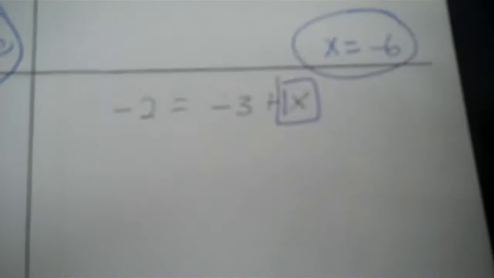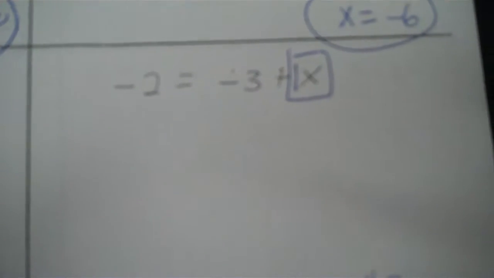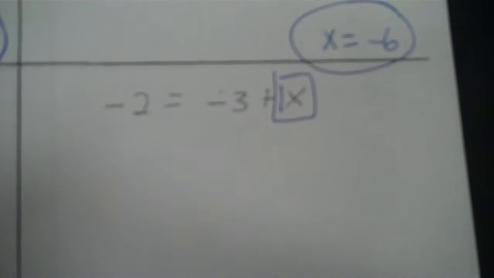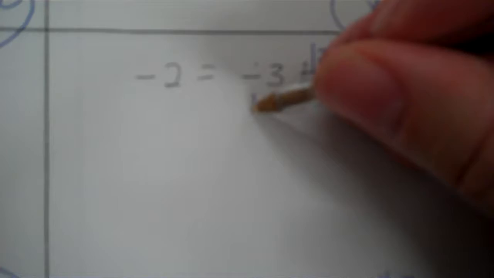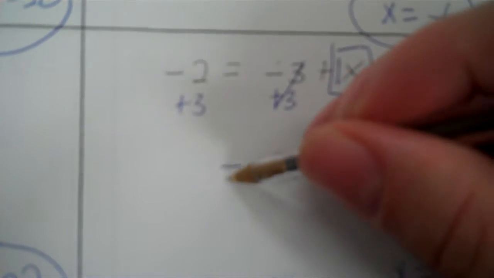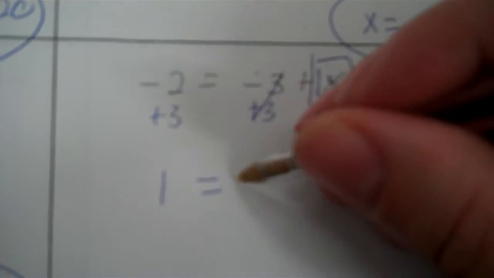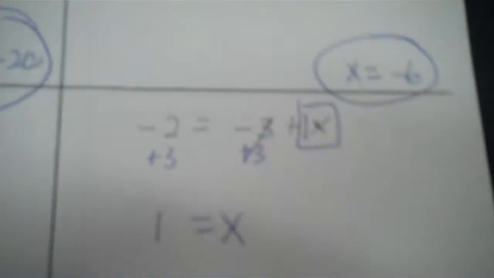We have this negative 3 outside of here. What's the opposite of negative 3? I think it's positive 3. So I put a positive 3 and a positive 3. Over here I have negative 2 plus 3 is 1, and over here we have x. So that's 1.